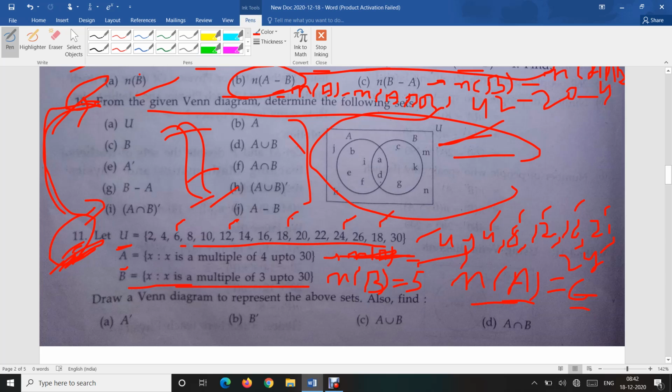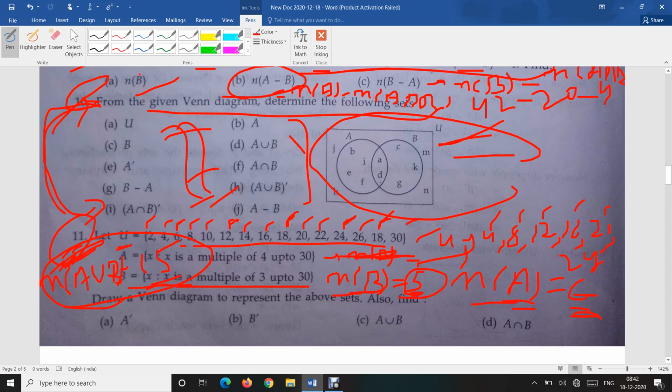That means n of A is 6, n of B is 5, and for n of A union B you have to just count the number of elements in the universal set. 1, 2, 3, 4, 5, 6, 7, 8, 9, 10, 11, 12, 13, 14, 15. n of A union B is equal to 15. Now you have n of A union B equal to 15, n of A equal to 6, and n of B equal to 5.